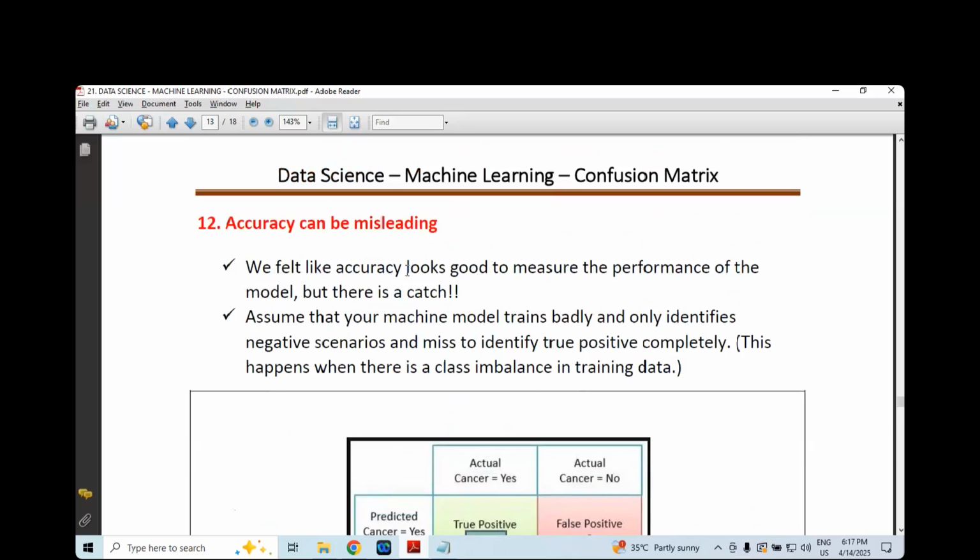So we felt like accuracy looks good to measure the performance of the model, but there is one small catch actually. What is that small catch? Assuming that your machine learning model trains very badly and only identifies the negative scenario. Think like the model does predictions only for negative scenarios, no combination, and misses identifying the positive completely. This happens when there is class imbalance in the training data.